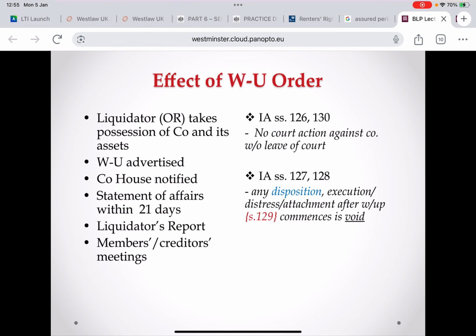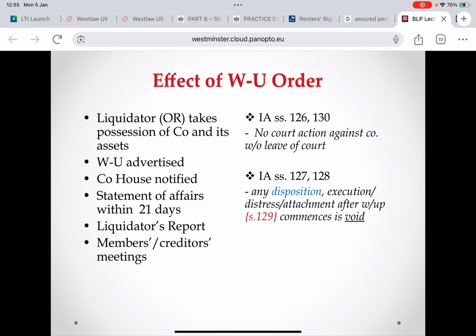Let us move on. Let us assume the winding up order is made by the court. What would then happen? A liquidator takes possession of the company and its assets. Effectively, you are looking at a cessation of the directors' powers. You can see the reference on the slide, everybody, to the OR. The OR is a reference to a party known as the official receiver, who is an official of the Insolvency Service, which is part of the Department for Business, Energy and Industrial Strategy. And the official receiver effectively becomes an interim liquidator.